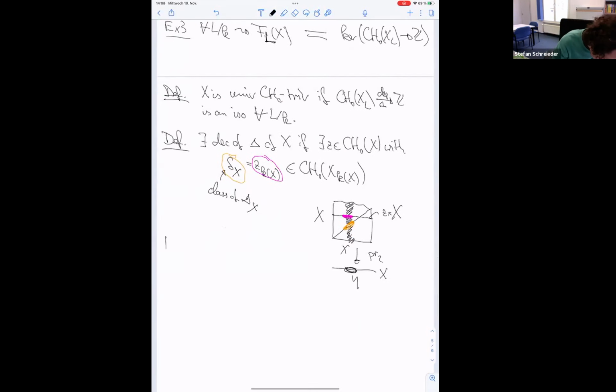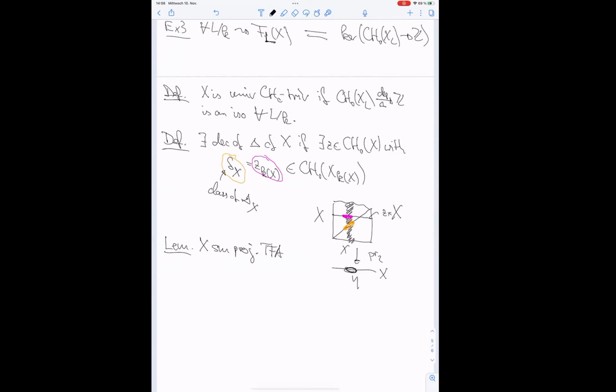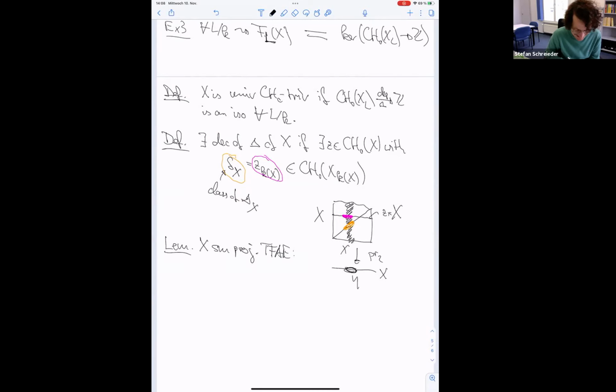And then there's a lemma that says that in fact, if X is smooth projective, then the two notions are in fact equivalent. But how do you know that X has a 0 cycle of degree 1? Yes, I need to assume this, yes.